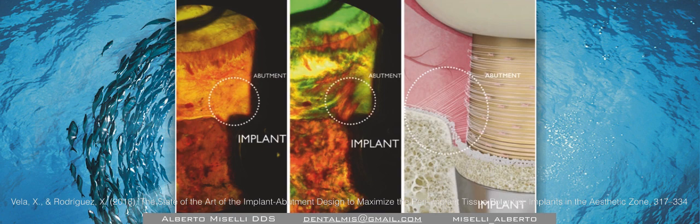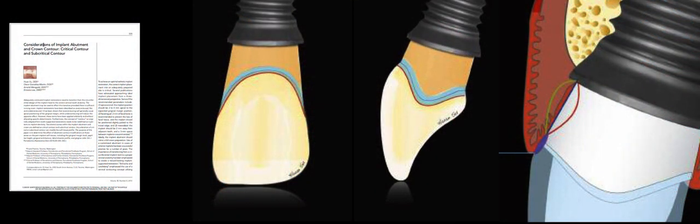We know that platform switching improves the stabilization of this tissue, and these fibers stay mechanically in place, creating an emergence profile and biological width. These areas from the platform to the gingiva contour are very important to study and understand.